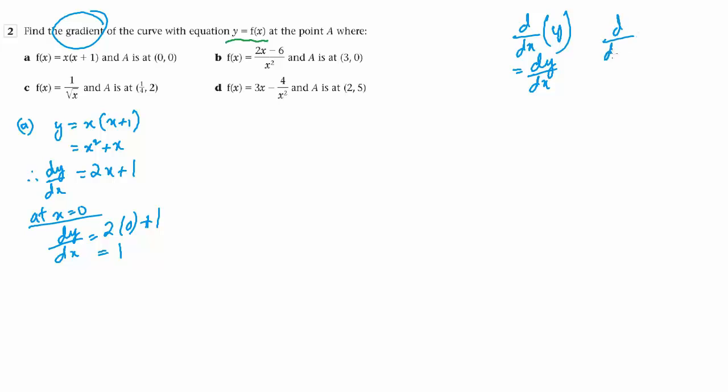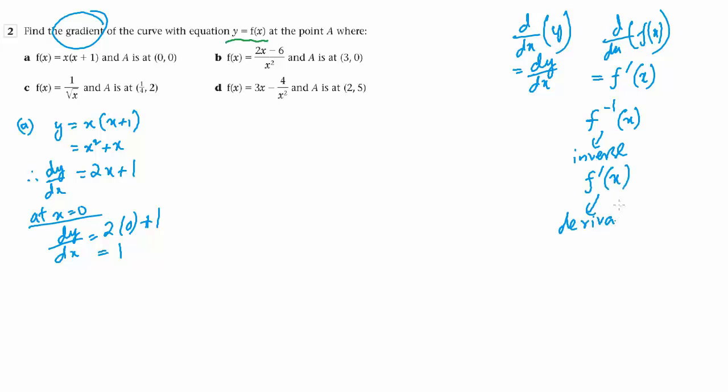What about differentiating f(x)? After all, they're writing y equals f(x). The derivative of f(x) is written as f prime x. Now be very careful. This is f with a little minus 1, x. This is called the inverse of the function. But when we write f with a little dash over here, we call it the derivative or the first derivative of f(x). So it is very important to remember f prime x and f inverse x are very different. f prime x on the other hand is the same as dy by dx.